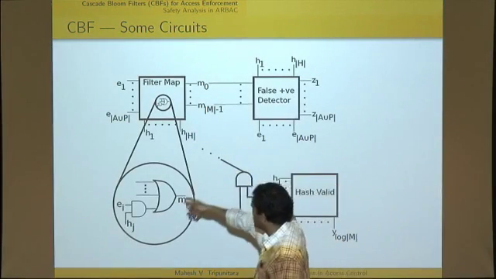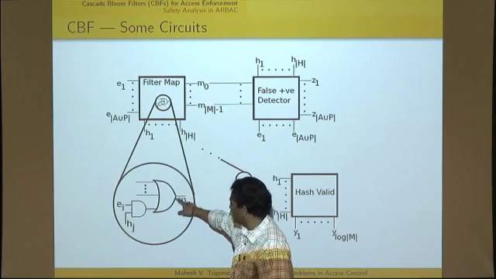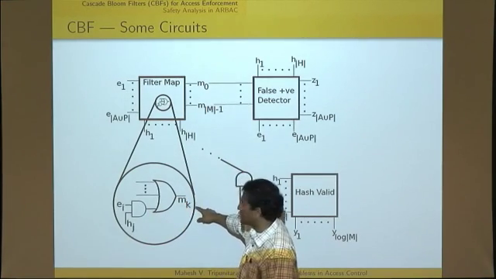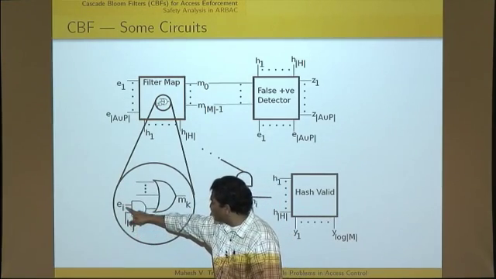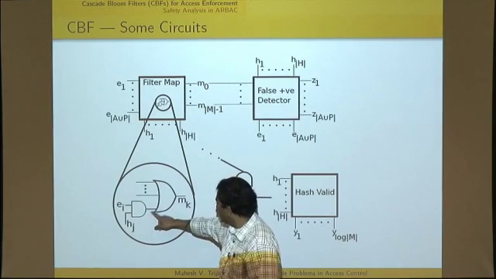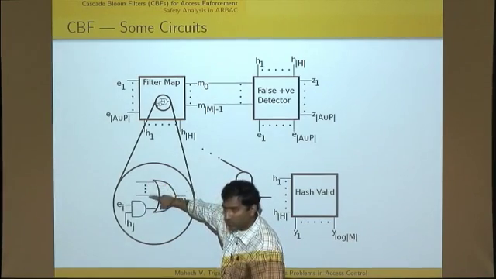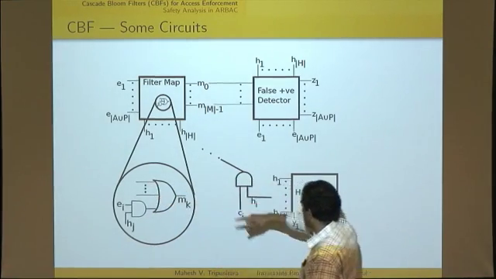So the filter map is just saying whether this bit should be set or not. And it's going to be set if the hash of this element is 1, right? But I need to OR it with all the other elements. So that's what that is.